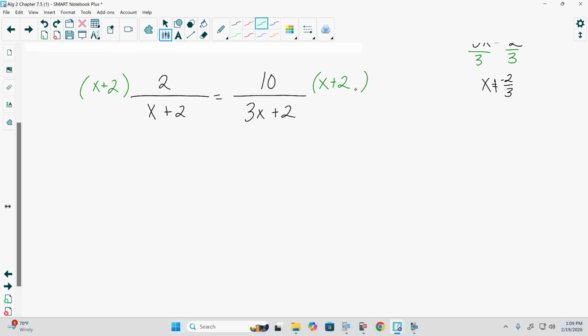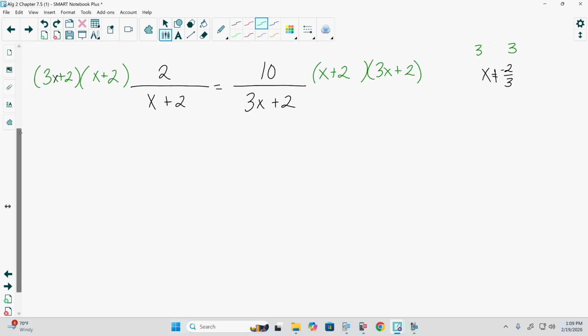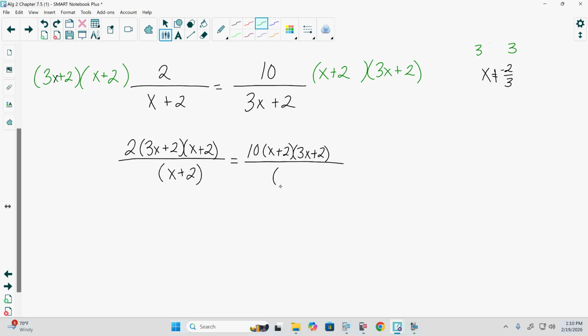Well, our only other expression on the bottom, which is 3x plus 2. Because if we multiply through by this least common denominator, the left-hand side is going to become 2 times 3x plus 2 times x plus 2 over x plus 2. And the right side is going to be 10 times x plus 2 times 3x plus 2 over 3x plus 2.